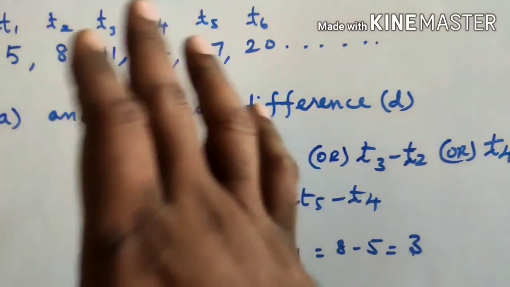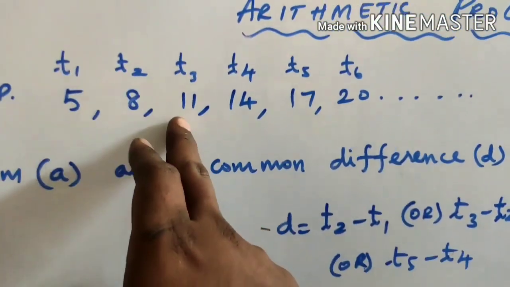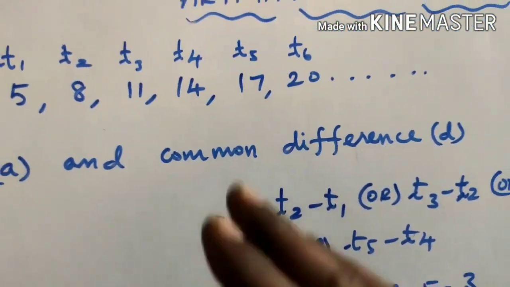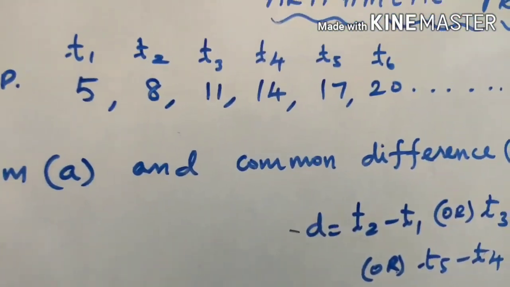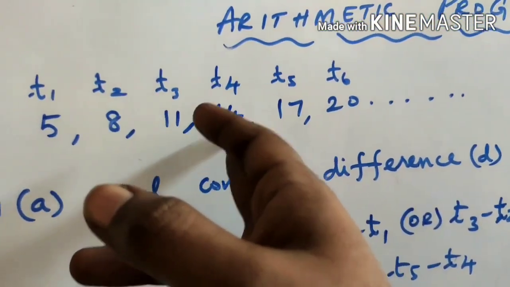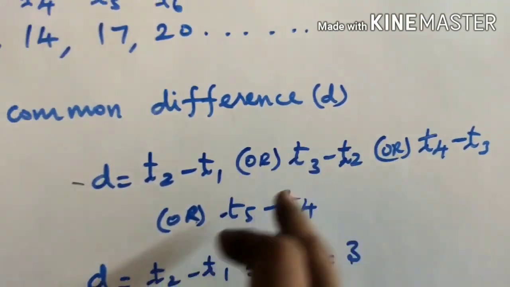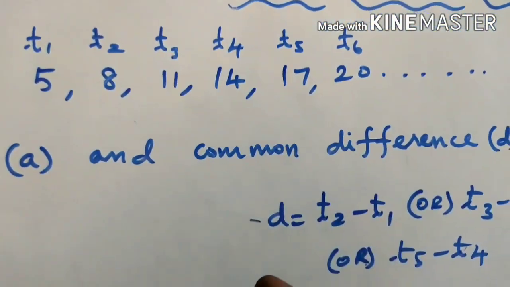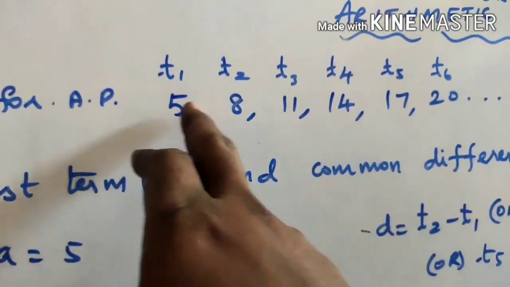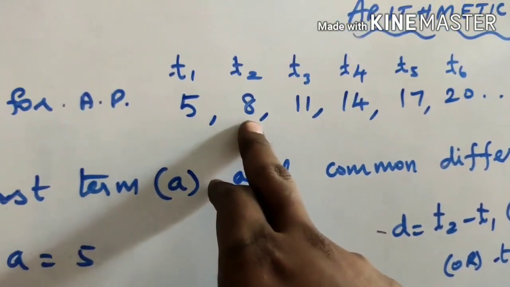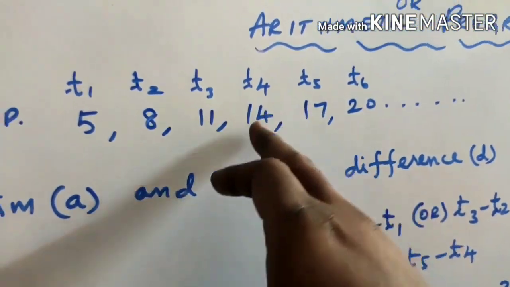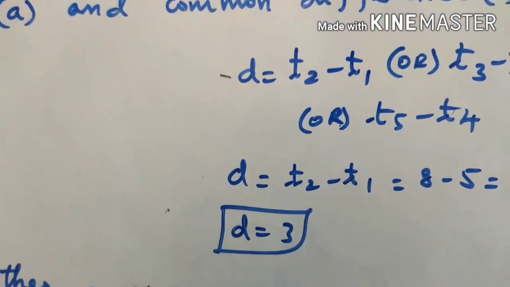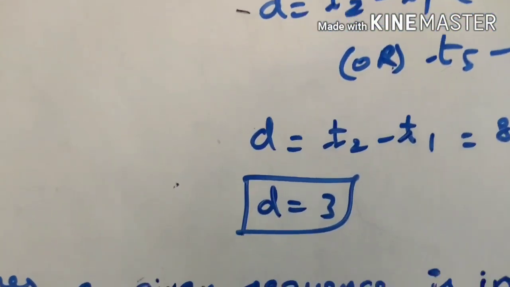And not only that is the formula. Okay, even T3 minus T2 is another formula for finding D. T4 minus T3, that is simply next term minus the previous term, that's all. So any formula if you use, if you take any two terms and find D, the answer will be the same. See, for example, T2 minus T1 means 8 minus 5, 3, 11 minus 8, 3, 14 minus 11, 3, 17 minus 14, 3, 20 minus 17, 3. So everywhere we are getting the same answer only. Okay, so that is called the common difference D. Okay, next.